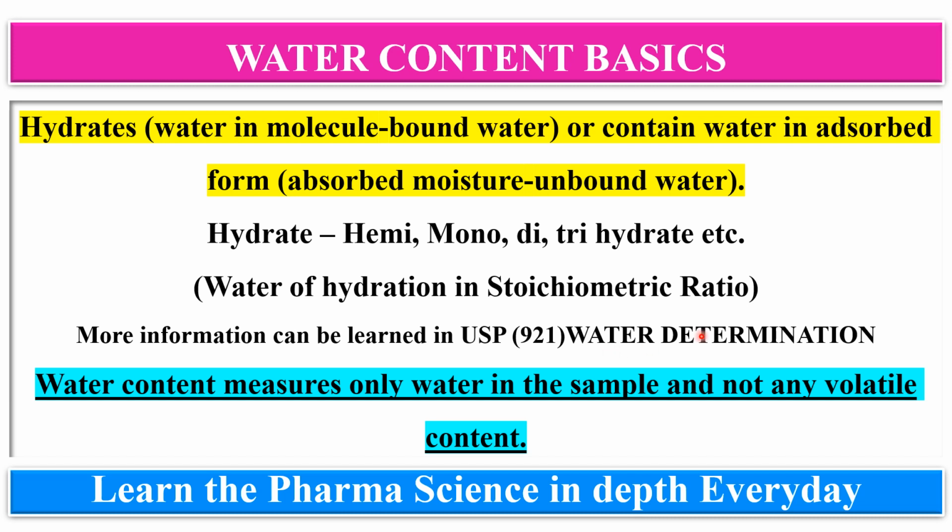Water by KF, or water content titration, only measures the water in the sample, and it does not take account of the volatile content. If any volatile material is there, it will not be captured by the water content test. It will only and only measure the water content.